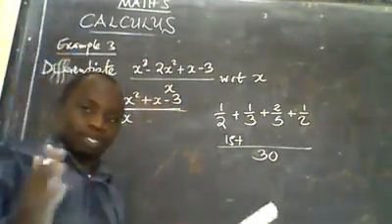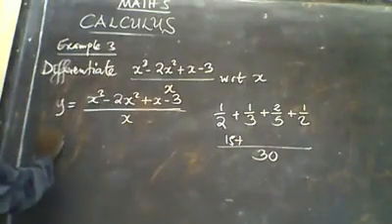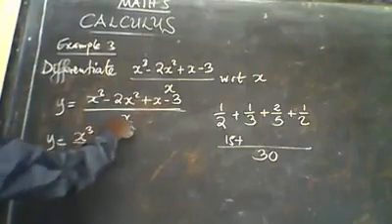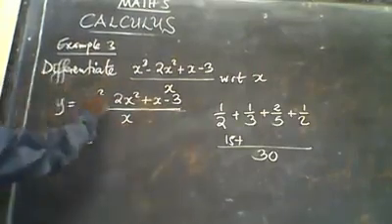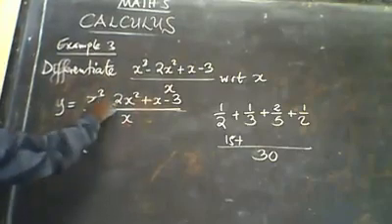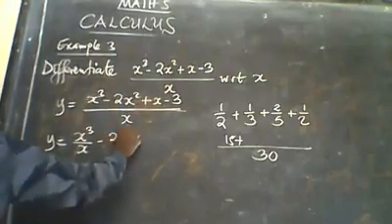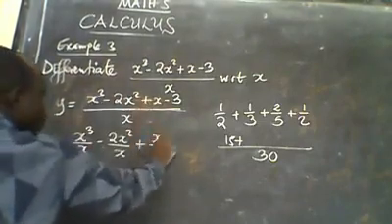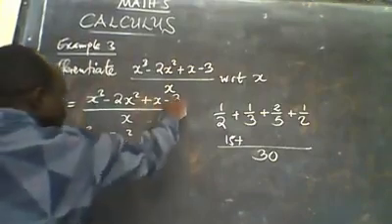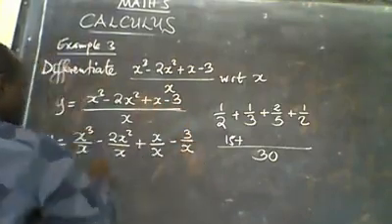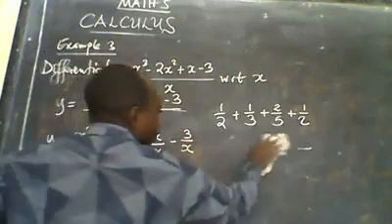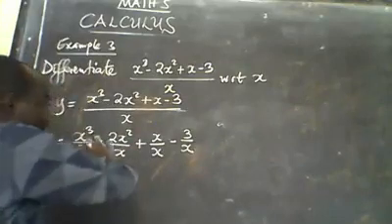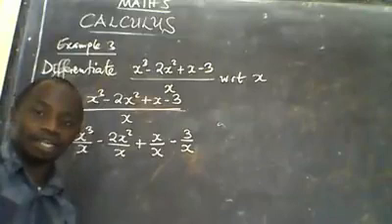So I'll start splitting. I'll say y will be equal to x to the power 3 over x, because it's a common thing. So x to the power 3 over x minus 2x squared over x plus x over x minus 3 over x. Everything in that form. Then we now reduce those that we are supposed to cancel. We can do that. Okay?